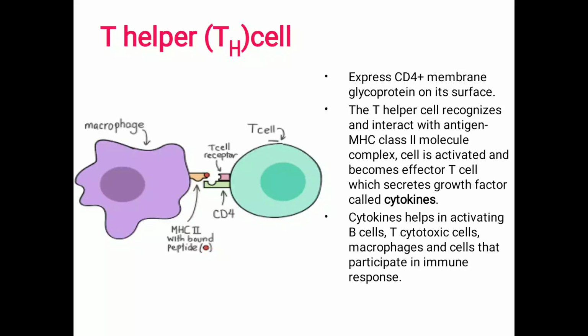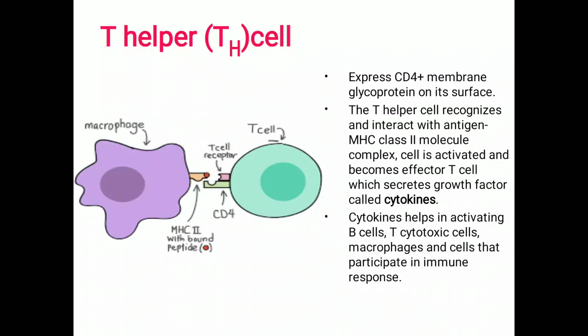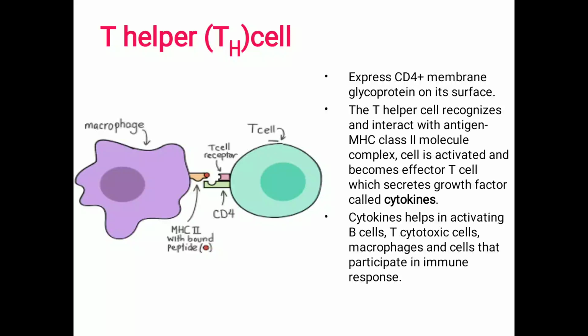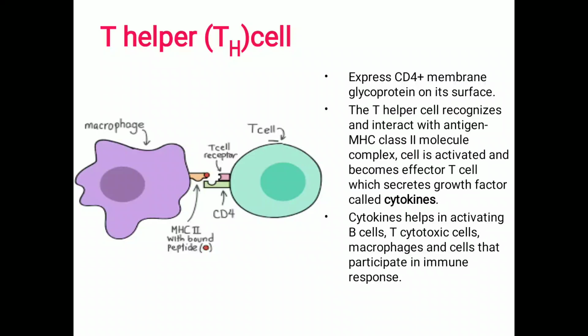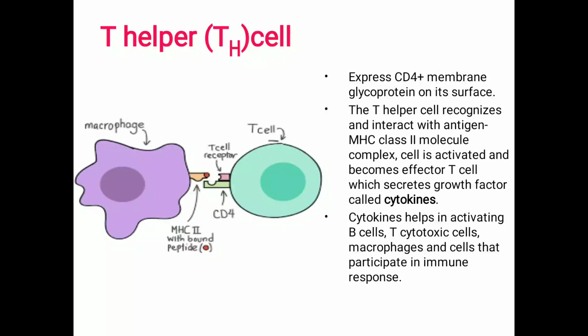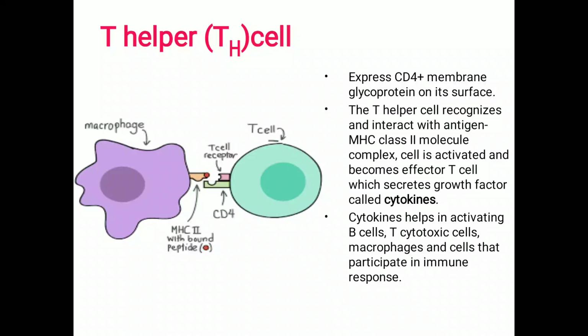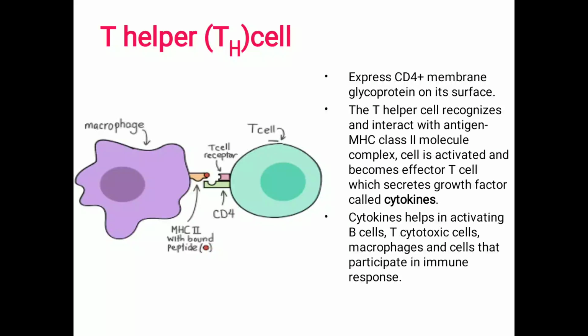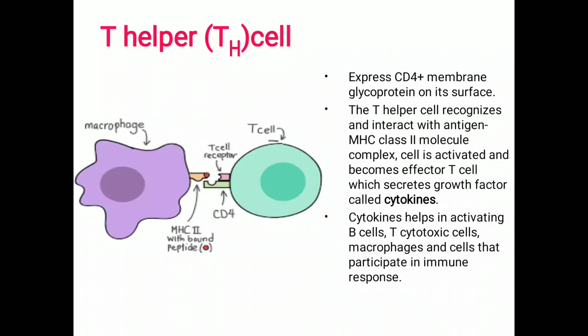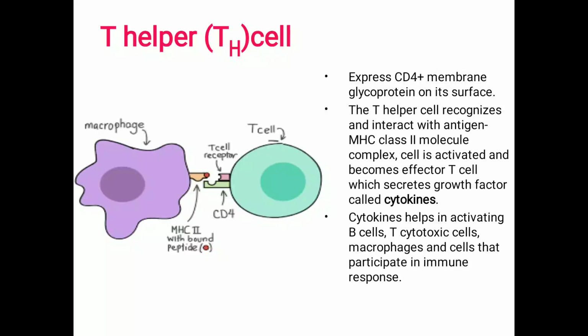Now this T cell presents a T cell receptor on its surface, and this T cell receptor will recognize antigen whenever it is bound with MHC class II. This complex formation leads to cell activation, and then these T cells differentiate into effector T cells which secrete various kinds of growth factors called cytokines. These cytokines are small secreted proteins or glycoproteins that are released by the cell which help in cell to cell communication. The cytokines further help in activating B cells, T cytotoxic cells, macrophages and other cells that participate in the immune response.